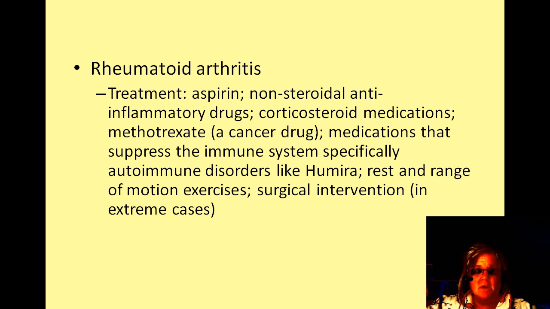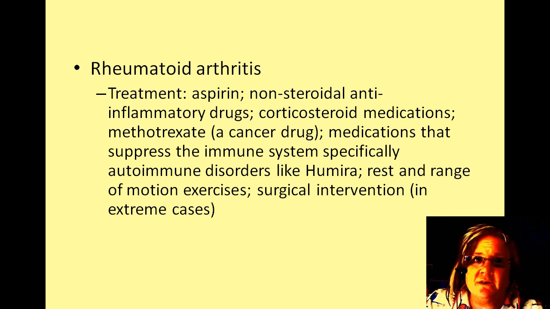And a lot of times they'll give you medications that are going to suppress the immune system, okay, like Humira, because that's what rheumatoid arthritis is. It's an autoimmune disorder, and it's the body attacking itself. So if they suppress that, then you're not going to have these huge exacerbations. Okay? And then you'll do simple rest and range of motion exercises. And then in some cases where there are really extreme deformities, you might have some surgical intervention. You got that?